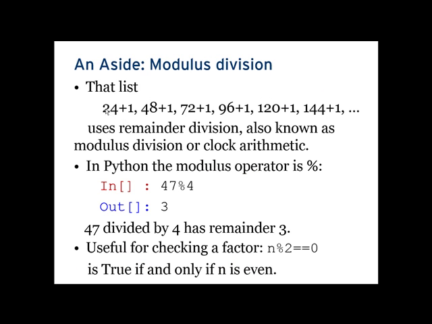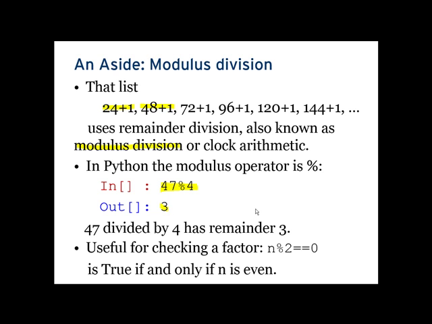Those lists of numbers, 24 plus 1, 48 plus 1, use remainder division, also called modulus division or clock arithmetic. In Python, we learned about the modulus operator as the percent symbol. For example, 47 % 4 means, well, how many times does 4 go into 47? 4 goes into 47 11 times, right? That gives us 44, and then we have 3 left over, so we get a remainder of 3.